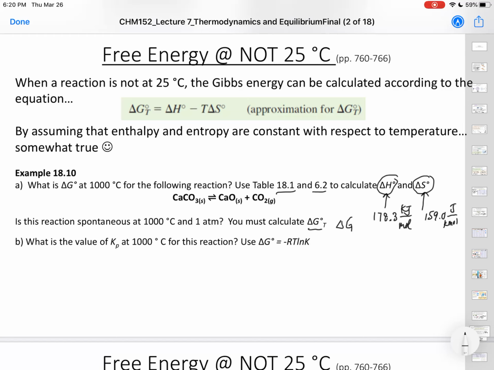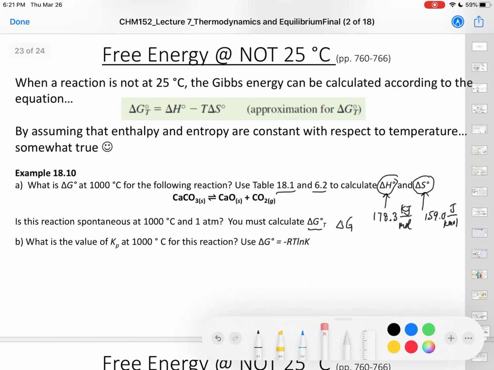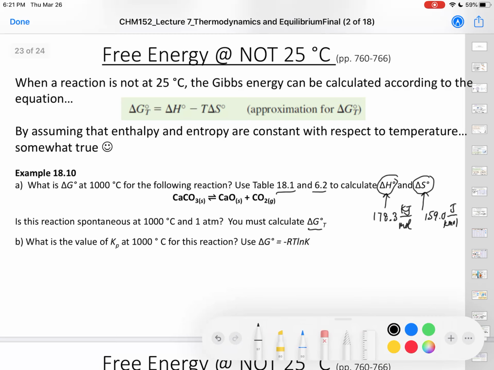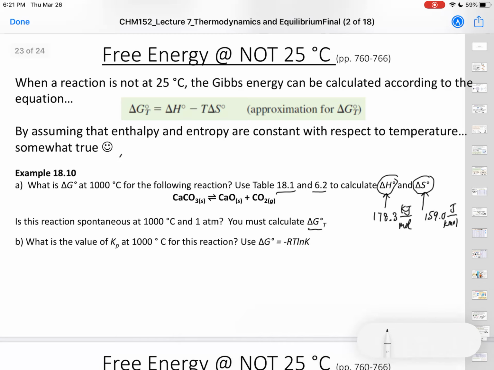Okay, and if you calculate the delta S, you're going to get 159.0 joules per K mole. So again, you're just doing products minus reactants to get those two numbers. Then what you want to do is calculate G at a specific temperature, not at 25 degrees. So let's do that here.